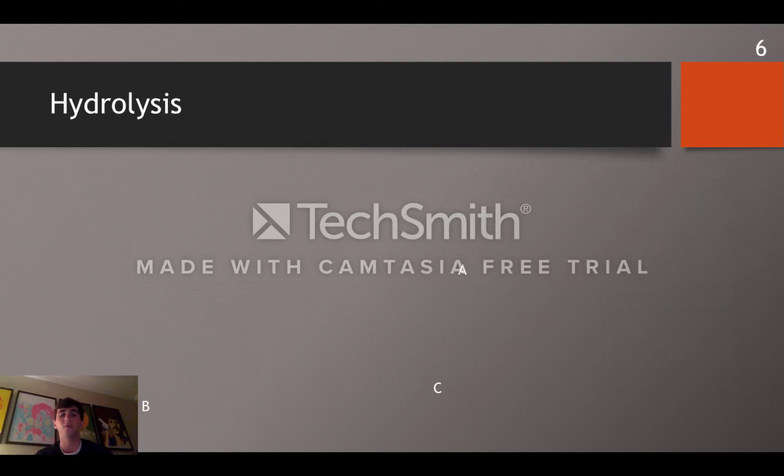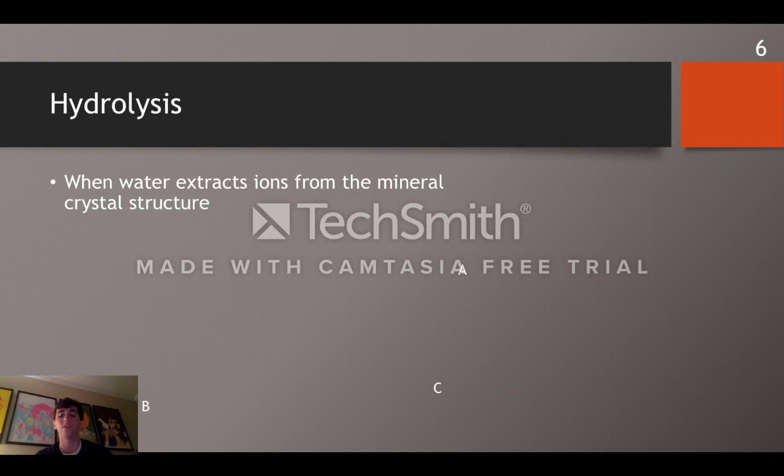The next type of chemical weathering is hydrolysis. Hydrolysis occurs when the water breaks down minerals by extracting ions from the mineral's crystal structure. It creates a new mineral and only removes the more loosely bound ions from the structure. The ions are easily broken down through hydrolysis and they form the clay minerals.